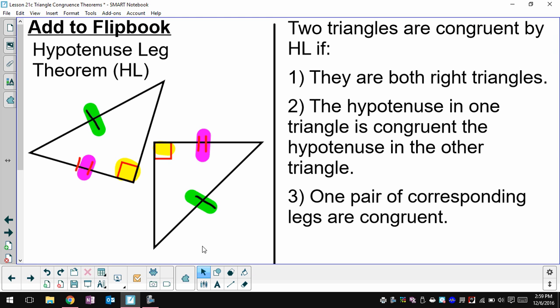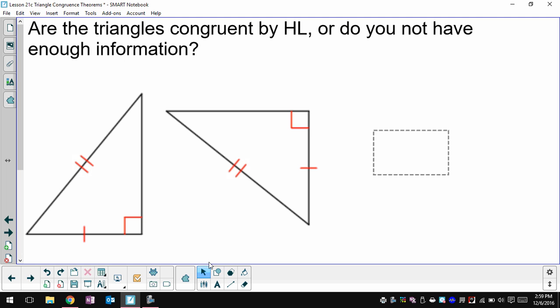It only works with right triangles, but I need to say also that any of the theorems that we've talked about up until now, they all also apply to right triangles. This is just an extra one. So right now we're just going to decide whether or not these are congruent by HL, or if we don't have enough information to say that they're HL.